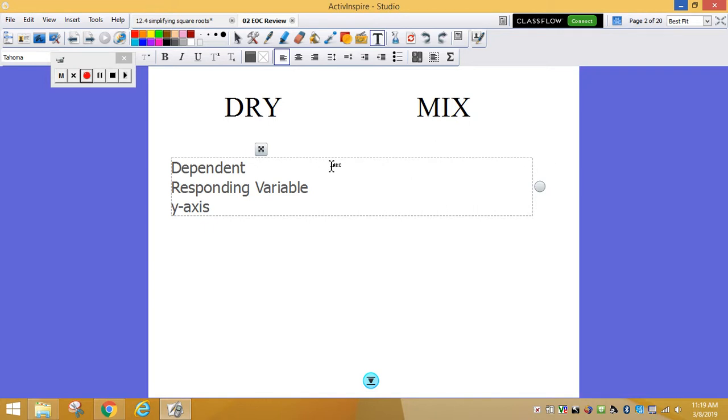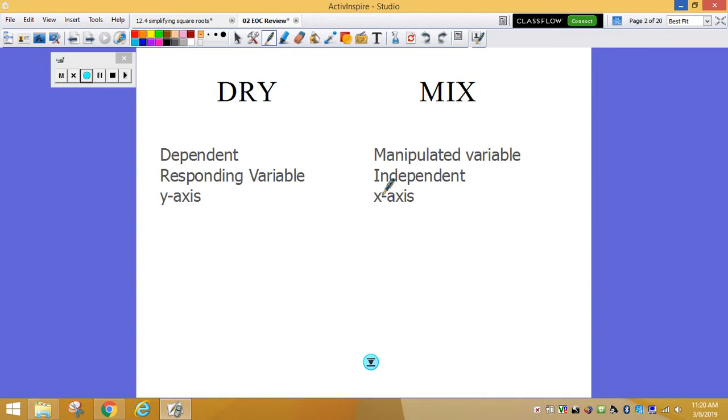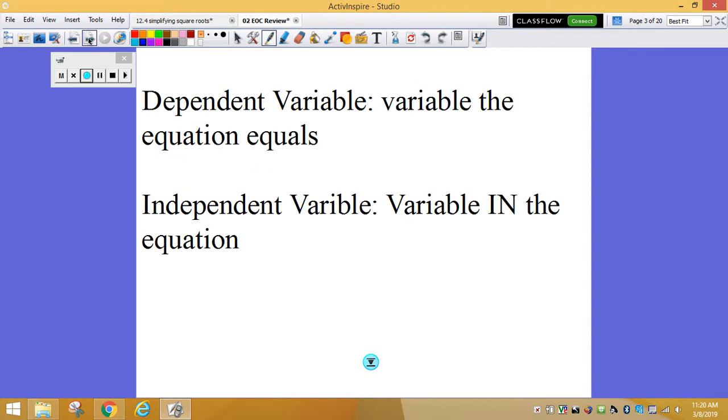Write it down. The M stands for it's the manipulated variable. The I stands for it's the independent variable. And the X means it's going to go on the X-axis. Again, the two parts of this we really care about are independent goes on the X-axis, and dependent is on the Y-axis. Those are going to be important, okay? This is also important. You need to write this down.